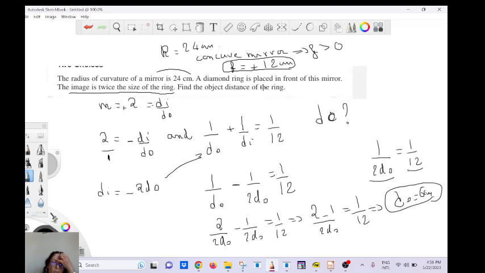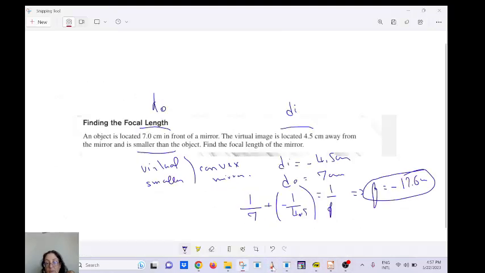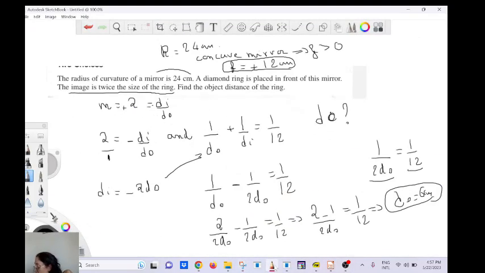Okay, let's review this one. The image is twice the size of the ring. Okay, so it's enlarged. So that was correct. I think this is correct. I will check this out, but I think this is correct. And this one is correct as well. Minus 12.6.